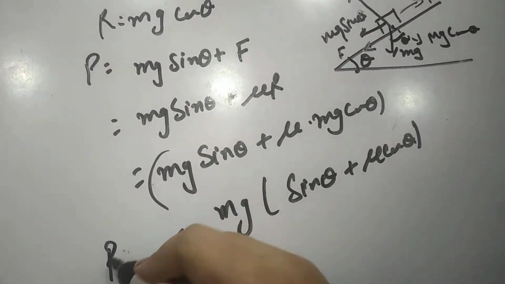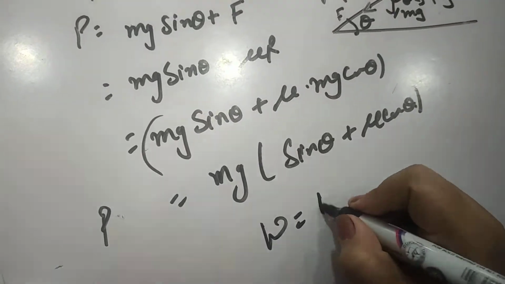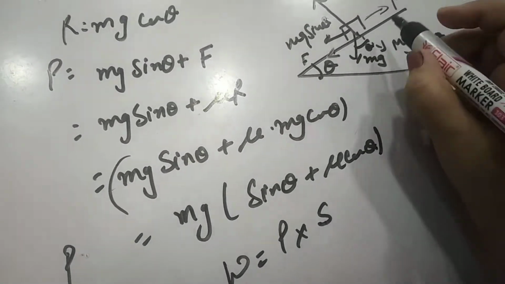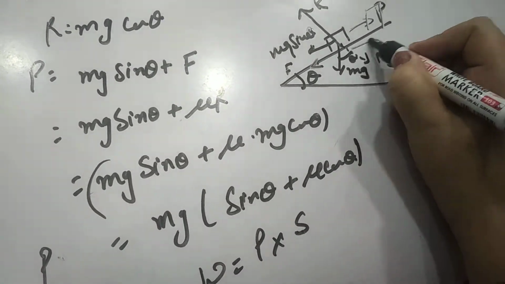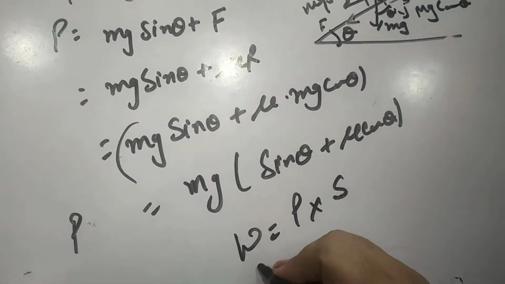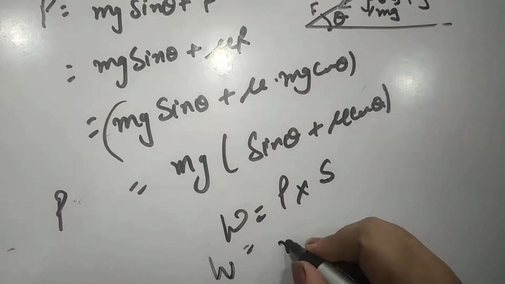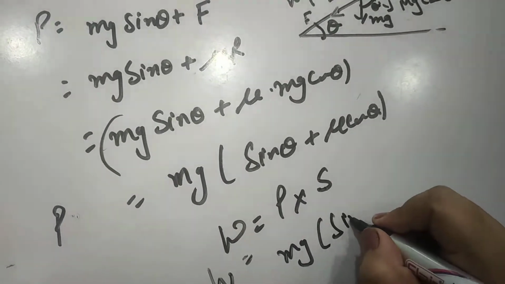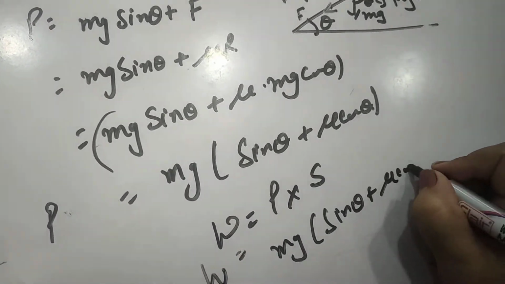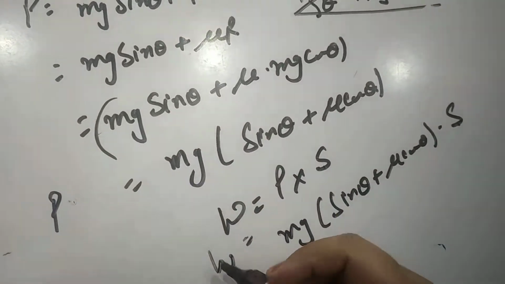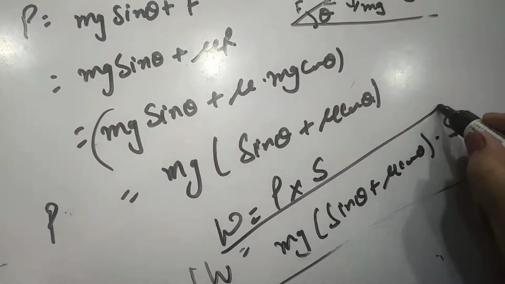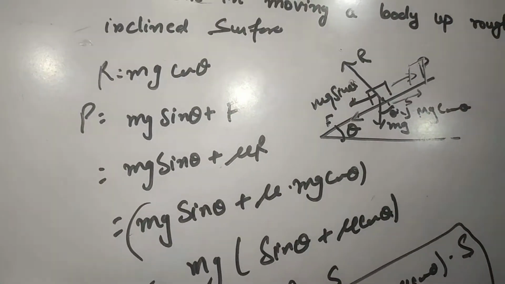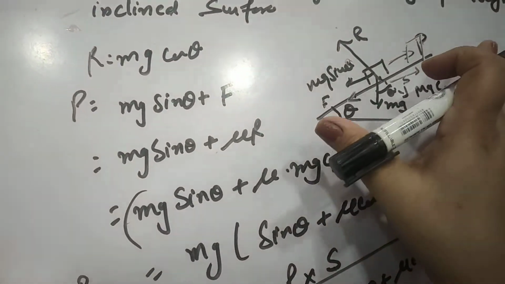Now this is the applied force and work done, we know that that is given by force into the distance. Suppose the box reaches this point having a distance S. So in that case work done is given by mg into sin theta plus mu cos theta into S. So this is the amount of work done required to move a body over a rough inclined surface through a distance S.